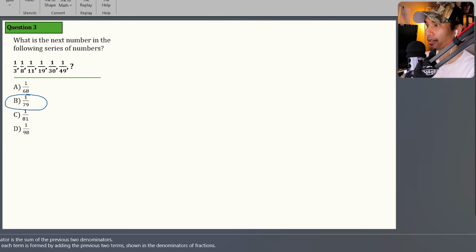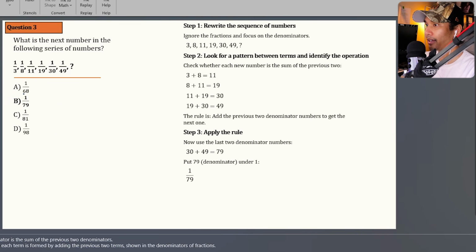Okay, perfect. Let's see if we got the right answer. And it is, in fact, B. And exactly what I said, look for the pattern between the terms and identify the operation. We see that the new number is the sum of the previous two.